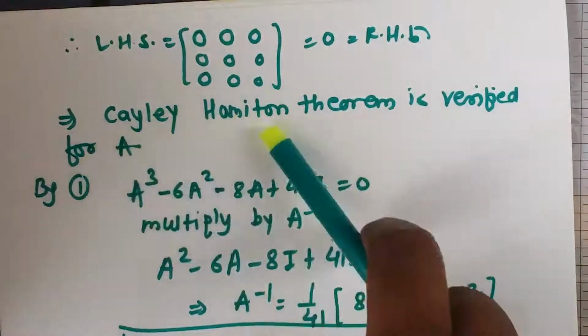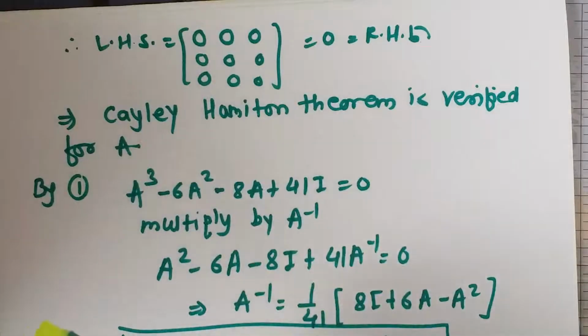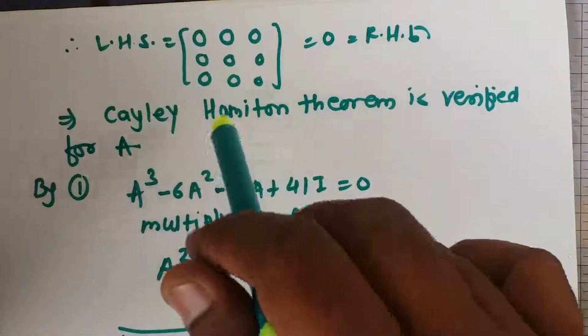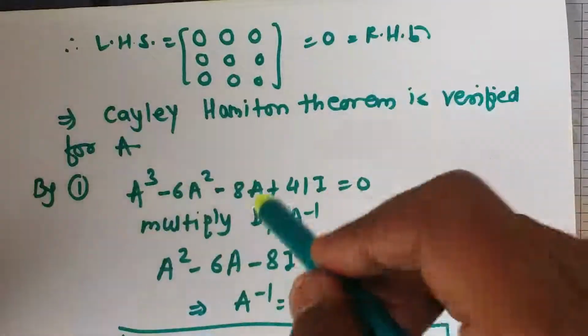Hence Cayley-Hamilton theorem is verified for the given matrix A. This is how you have to verify. Very first, determine the characteristic equation, then in that characteristic equation put lambda equal to A, then consider the left hand side of that equation and show that it is equal to the right hand side, that is 0.